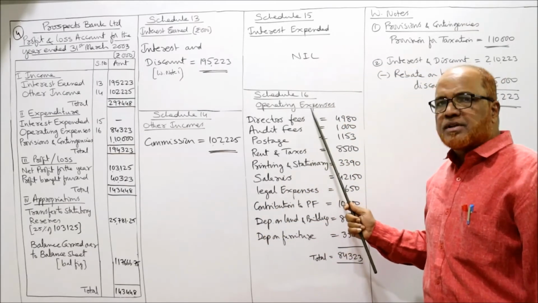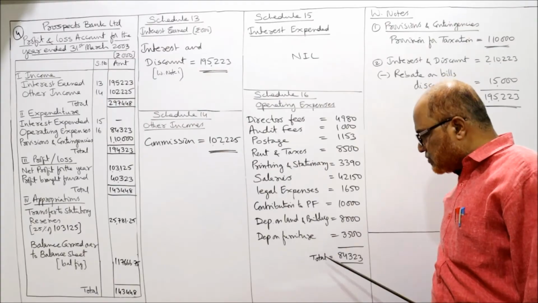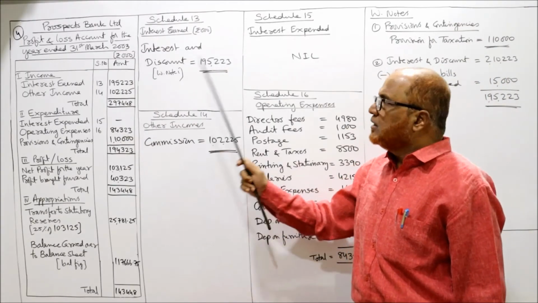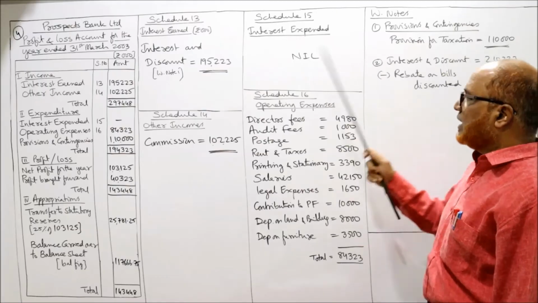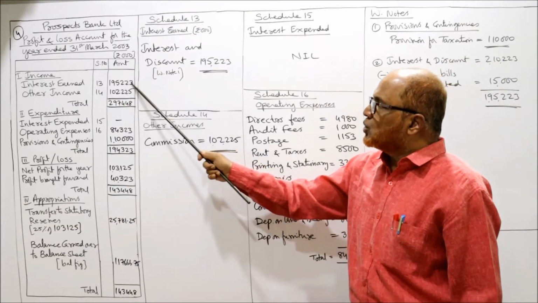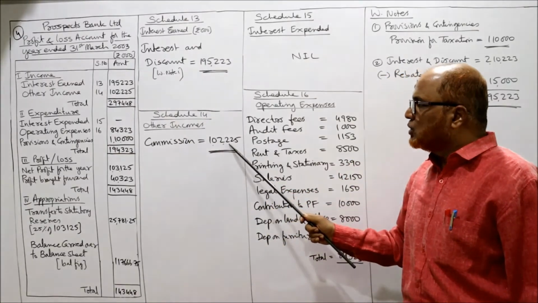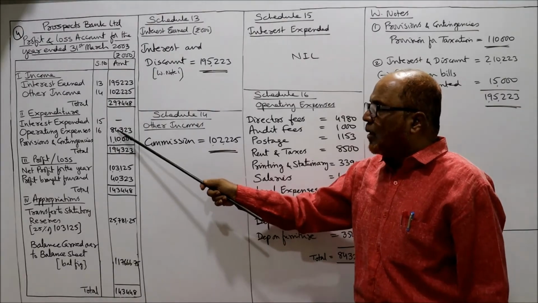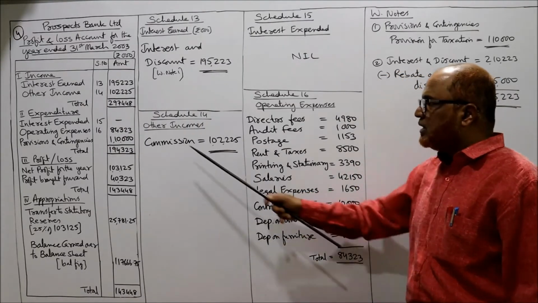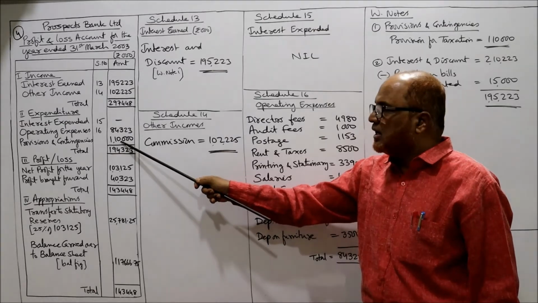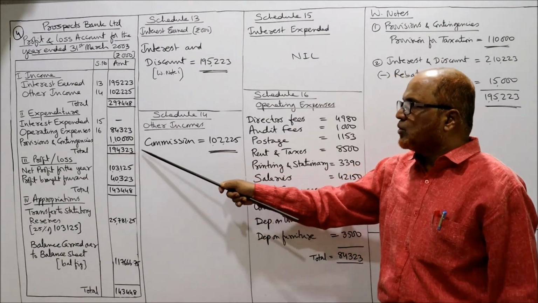Then operating expenses, just now we have discussed all the items. Take the total 84,323. Then take the provision for taxation 1,10,000. So interest earned 195,223, other income 1,02,225, total income 297,448, operating expenses 84,323, and provision for taxation 1,10,000. Provisions and contingencies total 194,323.